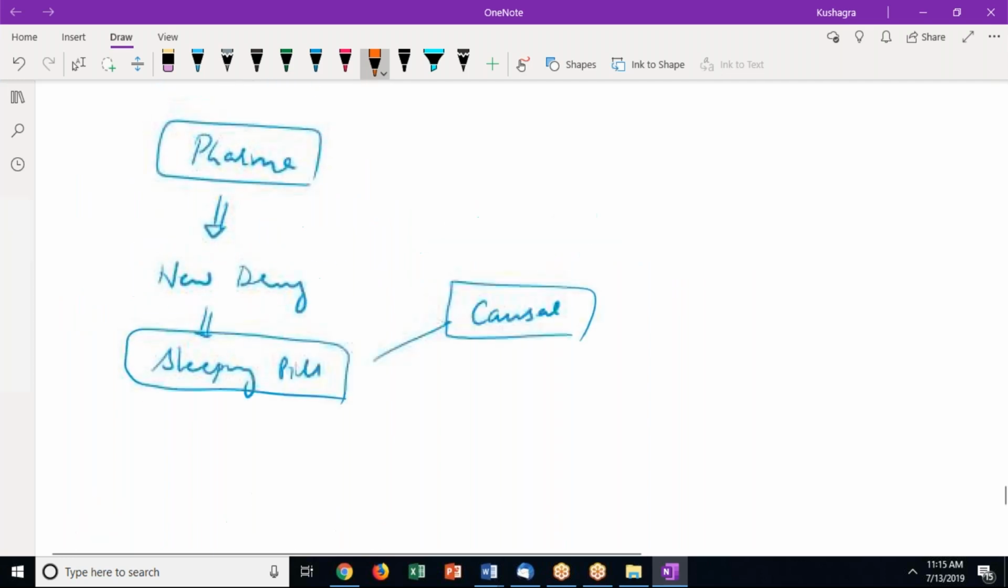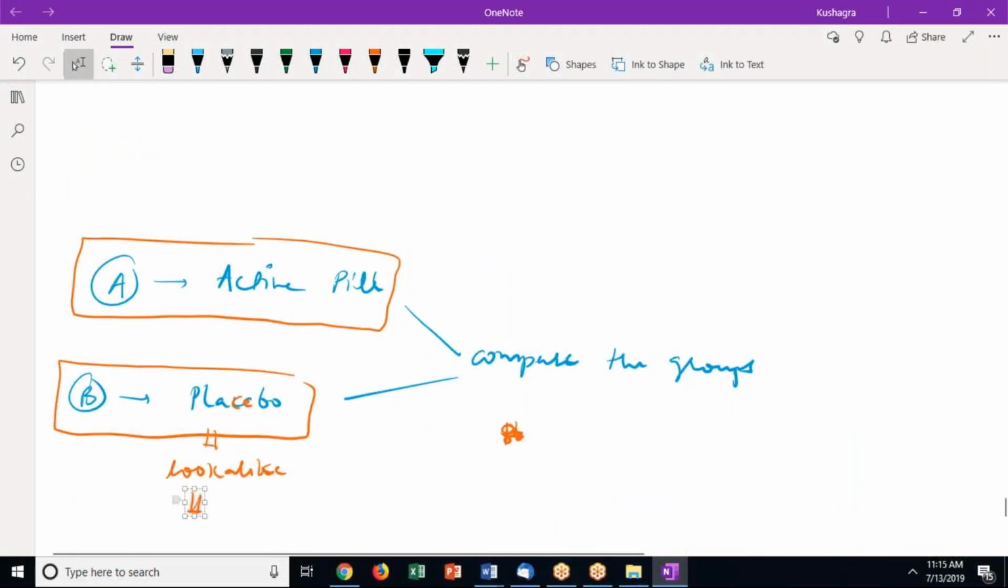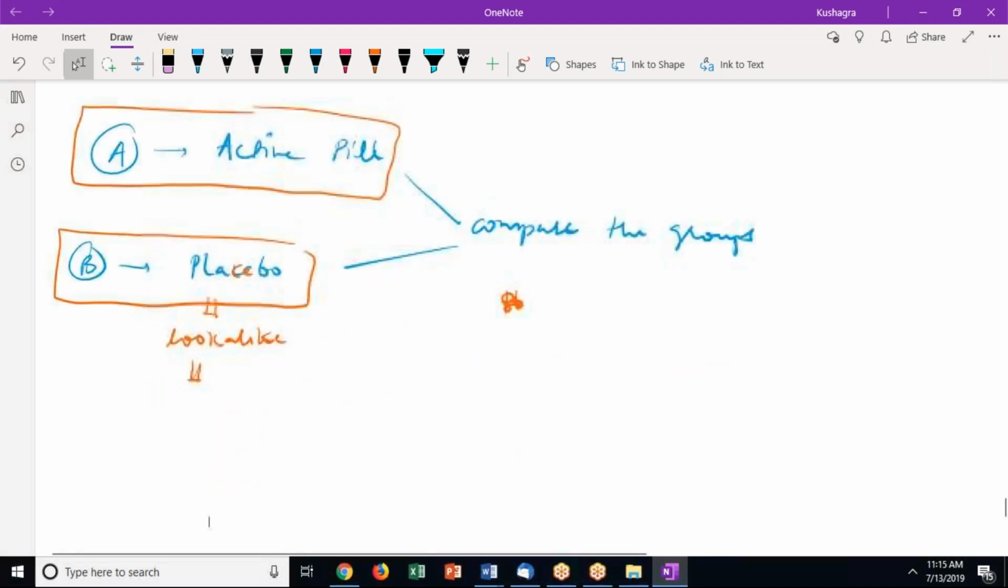Good. Let's quickly move. So active pill and inactive pill they give, and they figured out, they tried to understand whether there's a problem, right? And they compared the values, and they tried to prove whether the pill is effective or not effective, right?